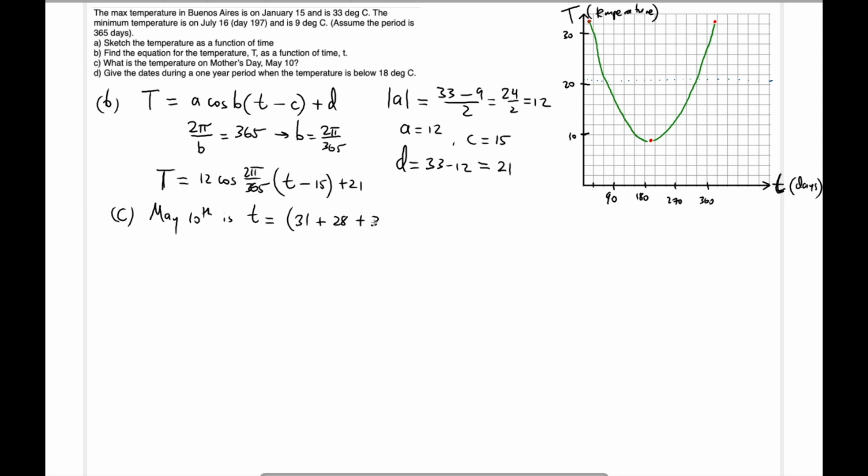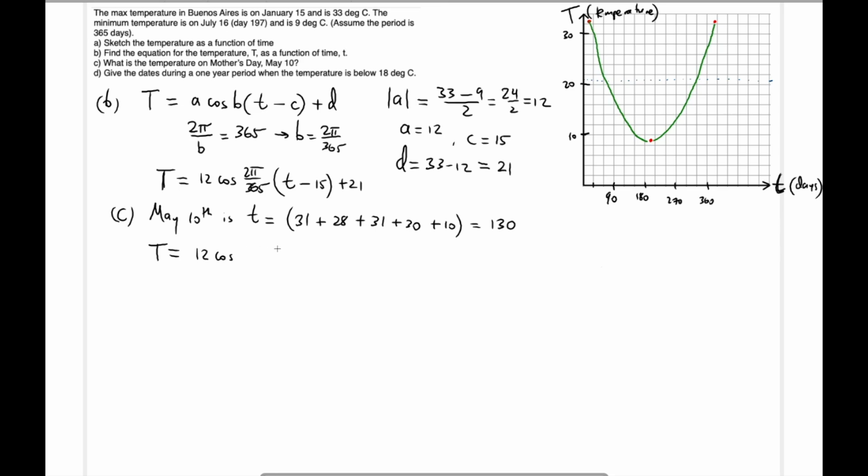Right, so now we know 31 days in March, 30 days in April. So let's see. May 10, that's 10 days in May, right? So we add 10 more to that and see how much that is. That's going to be exactly 130. All right, so the t-value is 130. So we're going to plug in that t-value inside the function that we found to find the temperature.